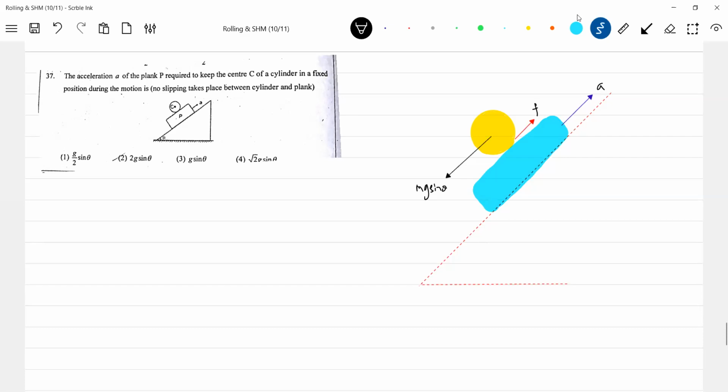So directly I'll pick up two points, P1 and P2. What should be the relation between P1 and P2? The acceleration of P1 should be equal to that of P2. First we'll write some equations. Because of the friction acting, alpha should be like this.